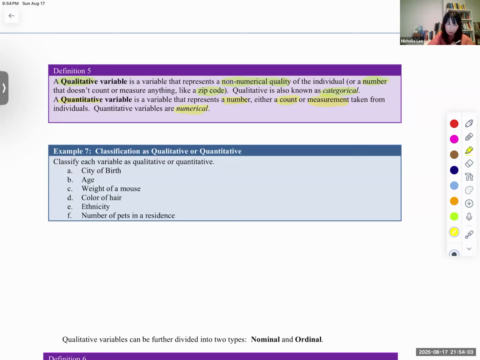Yeah. Okay. Let's do examples so that we can understand. What is the city of birth? It's qualitative, right? Qualitative, categorical.